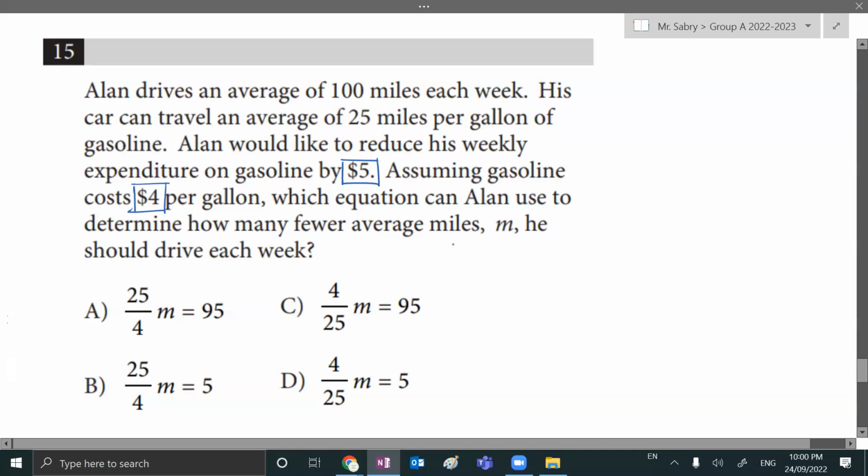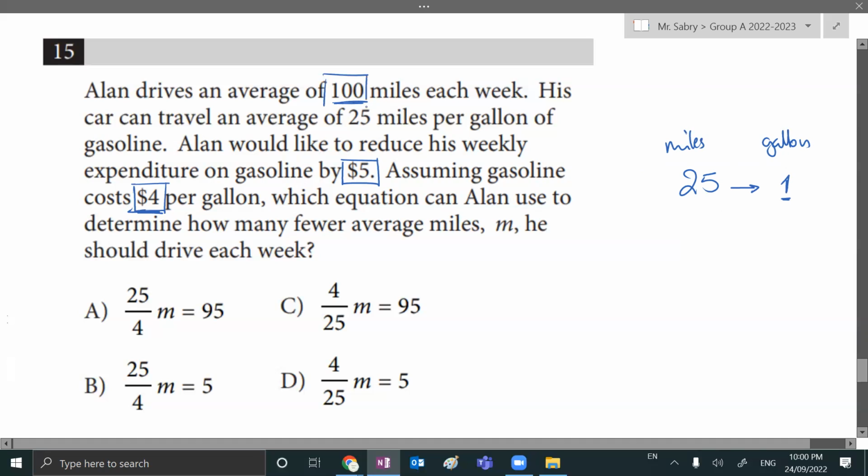Okay. I'll think of the easiest way to do this. This guy right now drives an average of 100 miles each week. His car can travel 25 miles per 1 gallon. So I'll leave here the miles, and I'll create this is equivalent to gallons. And apparently the 25 miles can be done in 1 gallon. Now he'd like to reduce, assuming that each costs $4 per gallon.